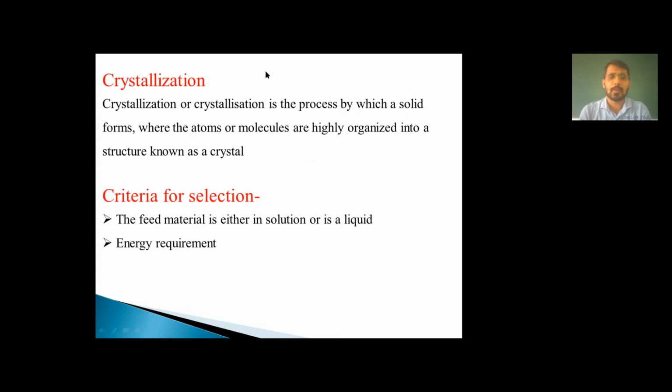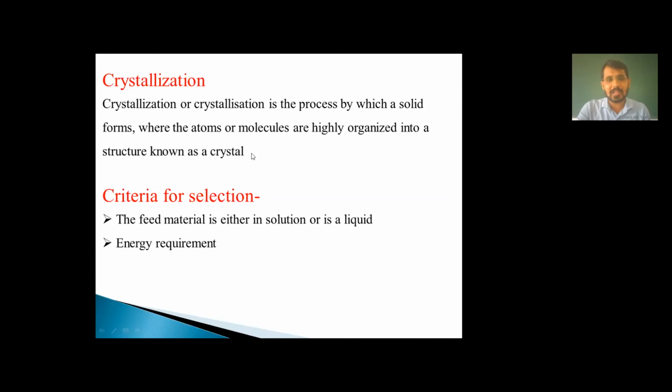Next operation is crystallization. So what is the meaning of crystallization? Crystallization is the process by which a solid forms where the atoms or molecules are highly organized into a structure known as a crystal. It means formation of a new crystal, nucleation of the new particle. So we are solidifying the semi-solid material, the liquid part, in an organized manner. That is nothing but a crystal.